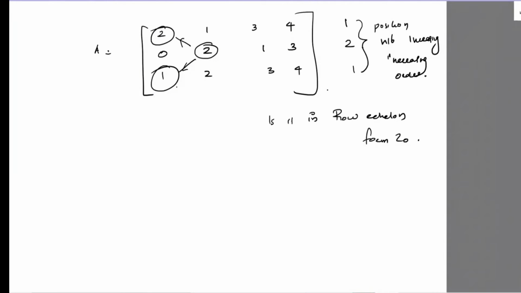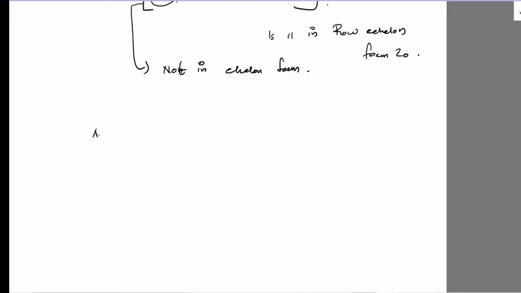If the matrix is in echelon form, the positions of the leading coefficients will be in strictly increasing order. Here the positions are not in increasing order, so this matrix is not in echelon form. What is the reason? It doesn't satisfy the second condition. The second condition says each leading coefficient must be ahead of the next leading coefficient. Here the second leading coefficient is not ahead of the third, so it is not in echelon form. Consider another example.